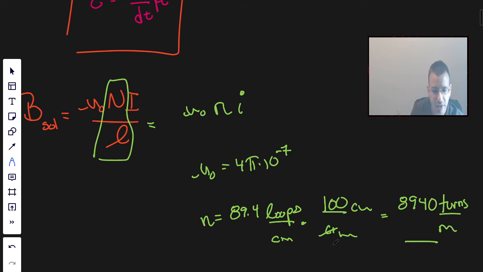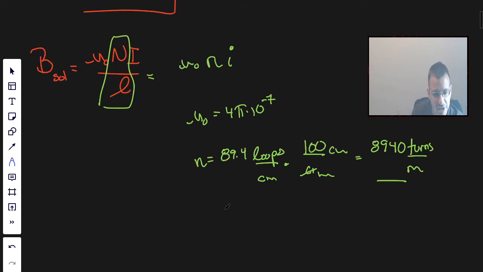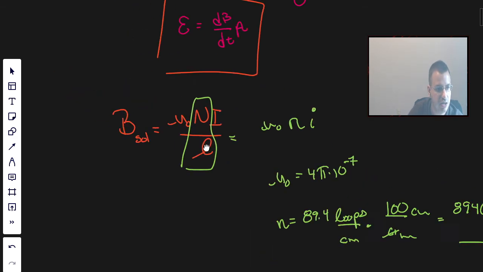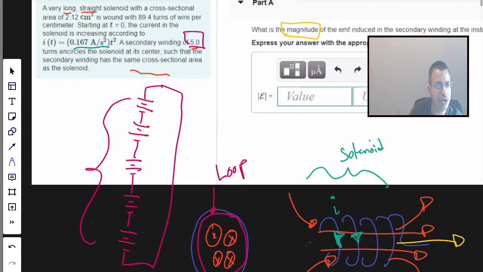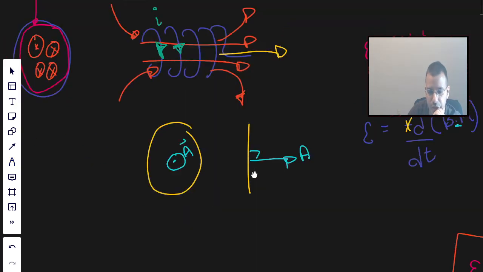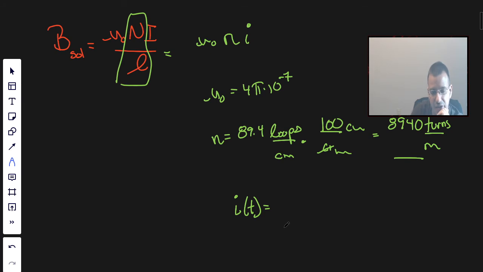Okay. And now the current, they give us a formula for that. And I'll write I of t because it is a function of t, is 0.167 t squared. And this A and S squared here, those are just amps per second squared. Those are units. They're important, but I'm going to ignore that. 0.167 t squared. Yep, I'm good with that.